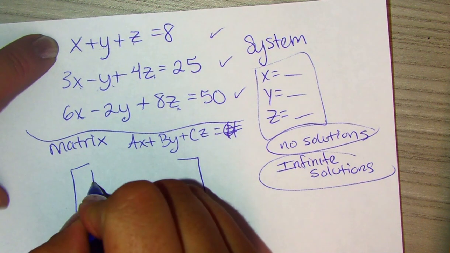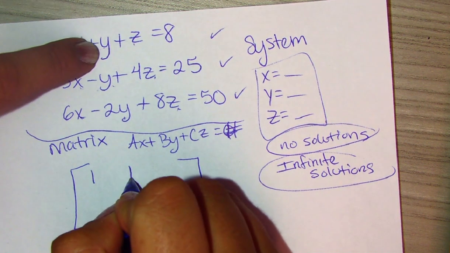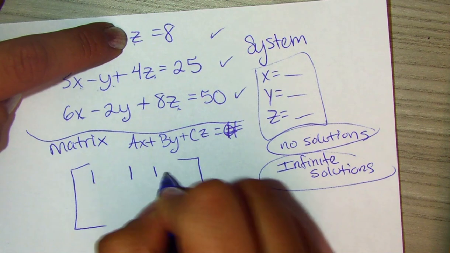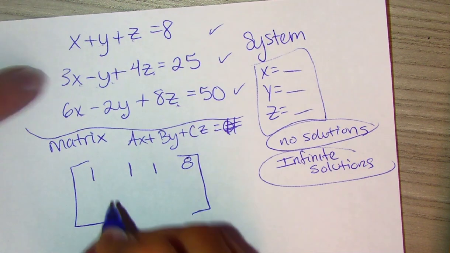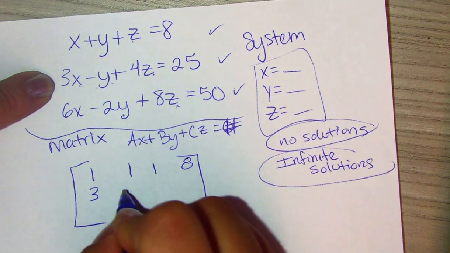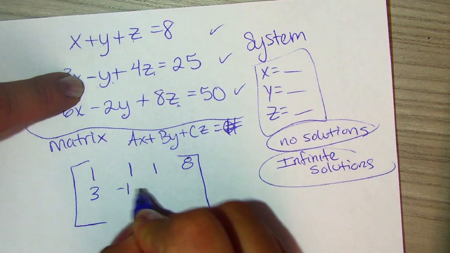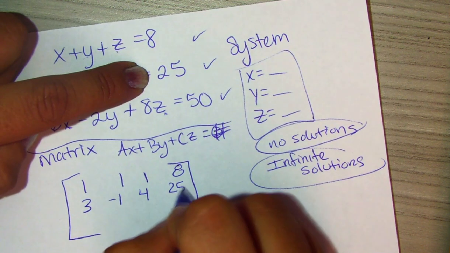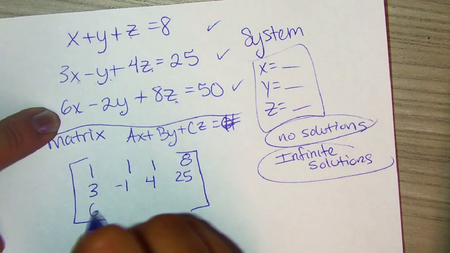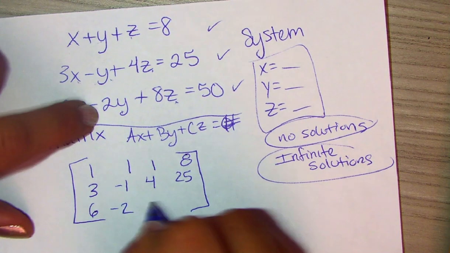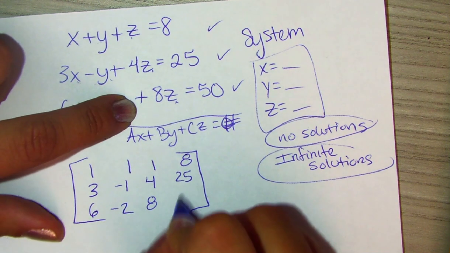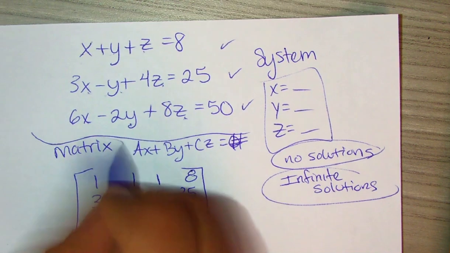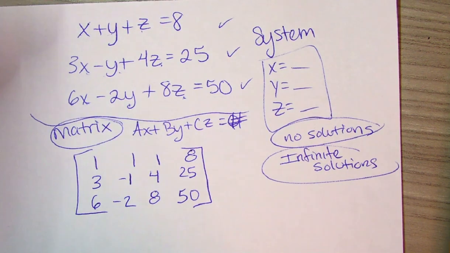So you have 1 for the x, 1 for the y, 1 for the z, and then an 8. Then you have a 3 for the x, negative 1 for the y, positive 4 for the z, 25. Then you have a 6, a negative 2, a positive 8, and a 50. So this is a matrix that was created from the system.